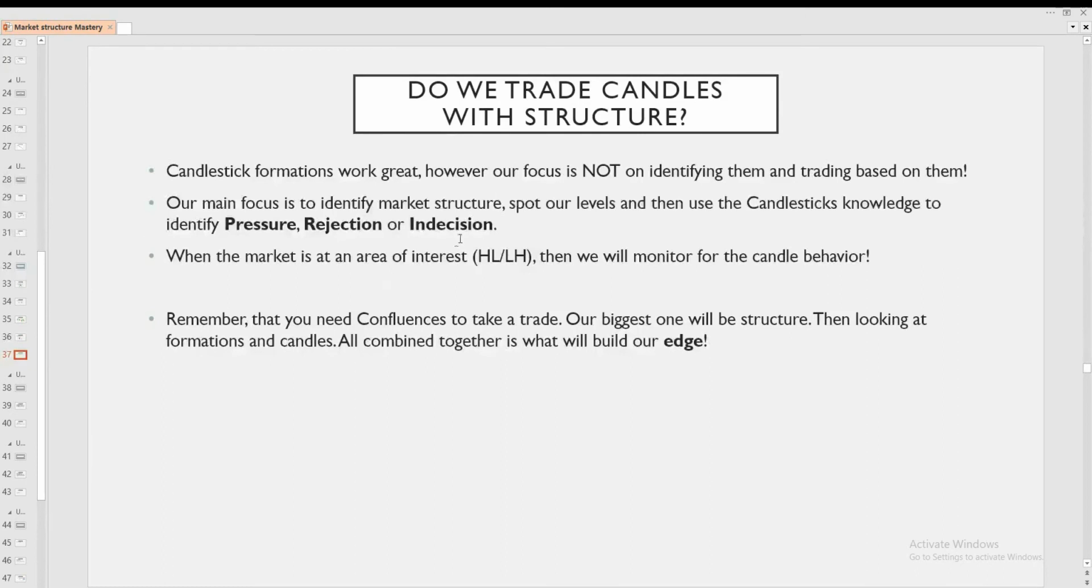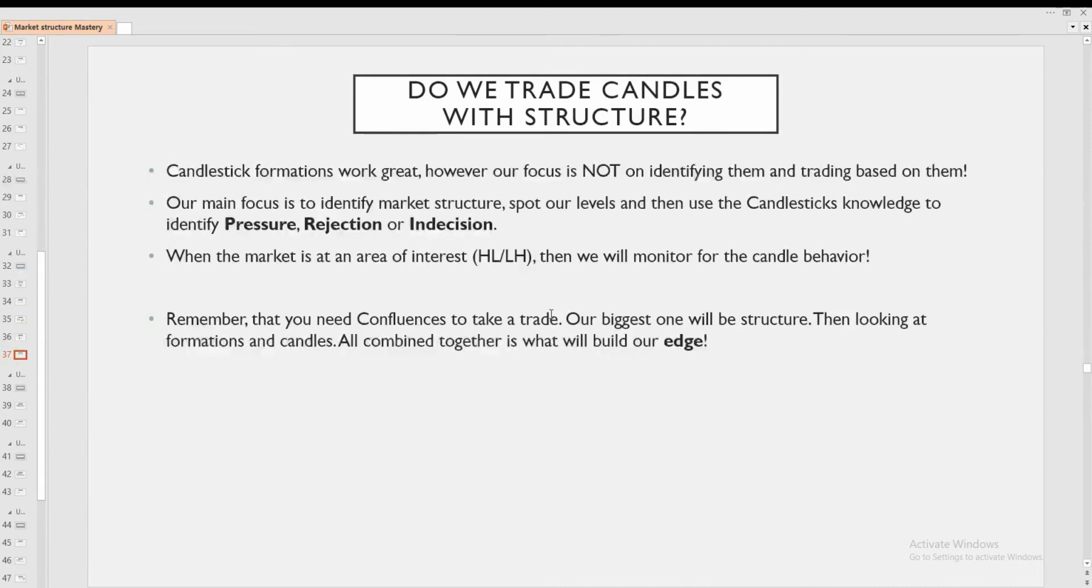And do we have indecision? Indecision will show us that the market is starting to struggle to continue higher or lower. And of course, do we have pressure? That is going to show us that potentially the market is going to reverse. Super important. And of course, remember that you need confidences in order to take a trade.